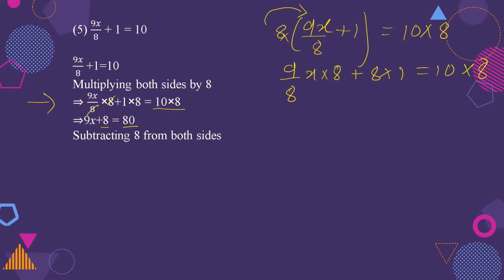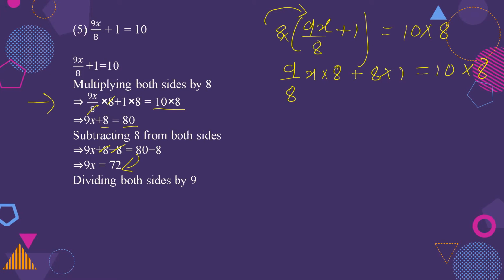Then we subtract 8 from both sides and we get 9x plus 8 minus 8 is equal to 80 minus 8. So this plus 8 and minus 8 will get cancelled and we'll be left with 9x on your left hand side, and 80 minus 8, that is 72, will be on your right hand side.